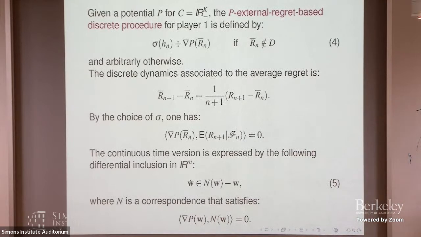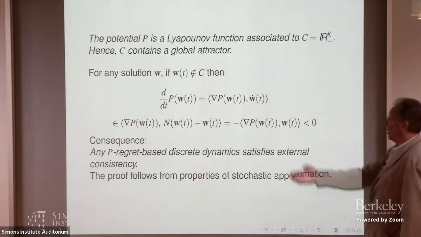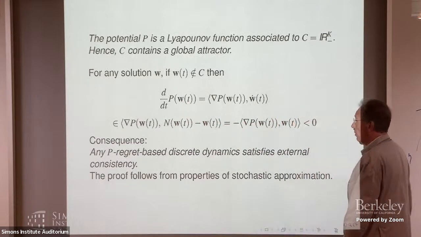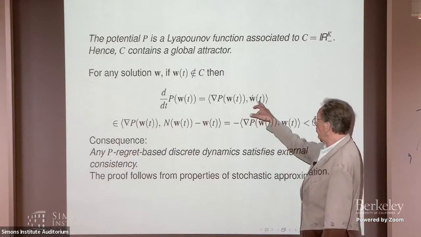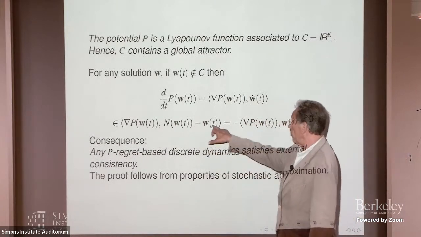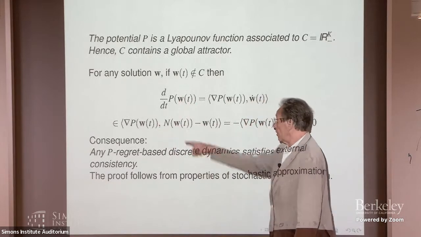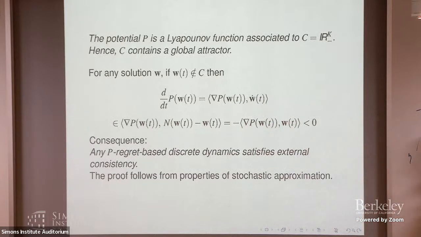So as a consequence, you get that the potential P is a Lyapunov function associated to C. Why? You look at here, you take the derivative, so you evaluate P on the trajectory. You have the gradient times W dot. W dot belongs to N of W minus W. This scalar product is zero. This was the previous, and this is negative. Okay, so you have this property. So this proves the convergence in continuous time.